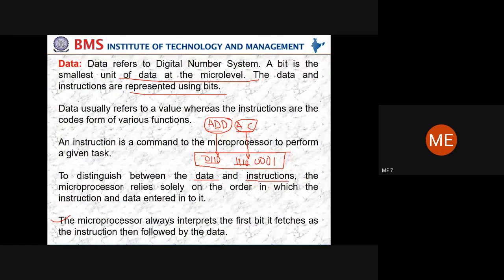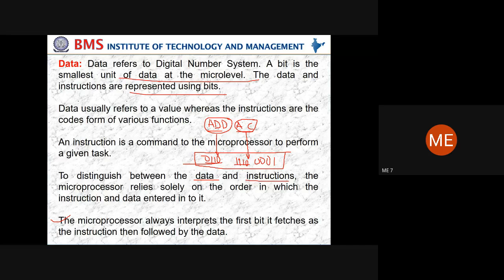That means whatever the first bit is, as it is an 8-bit microprocessor, I have just shown 4-bit here. So there will be the first 8 bits. Whichever first 8-bit it reads, it understands that 8-bit information as an instruction, followed by whatever it is going to read as the data.